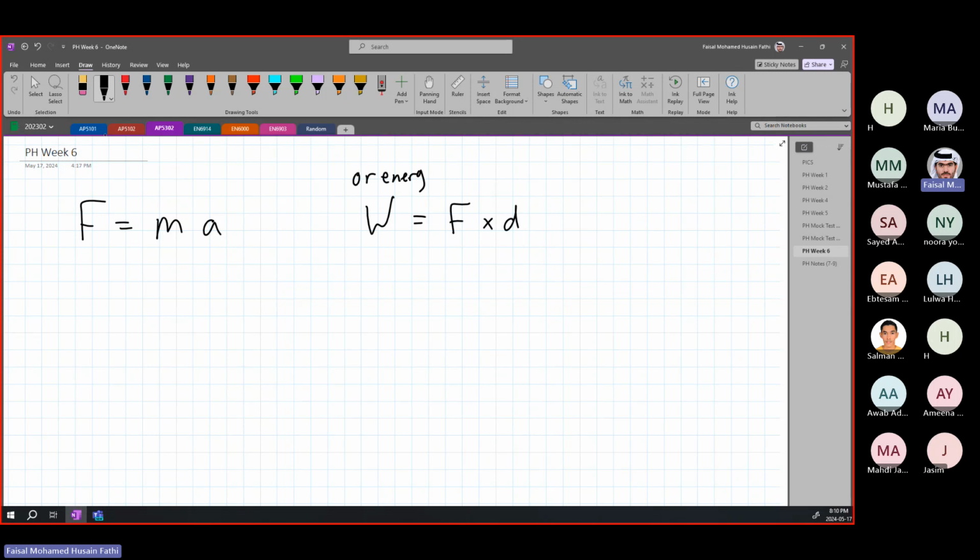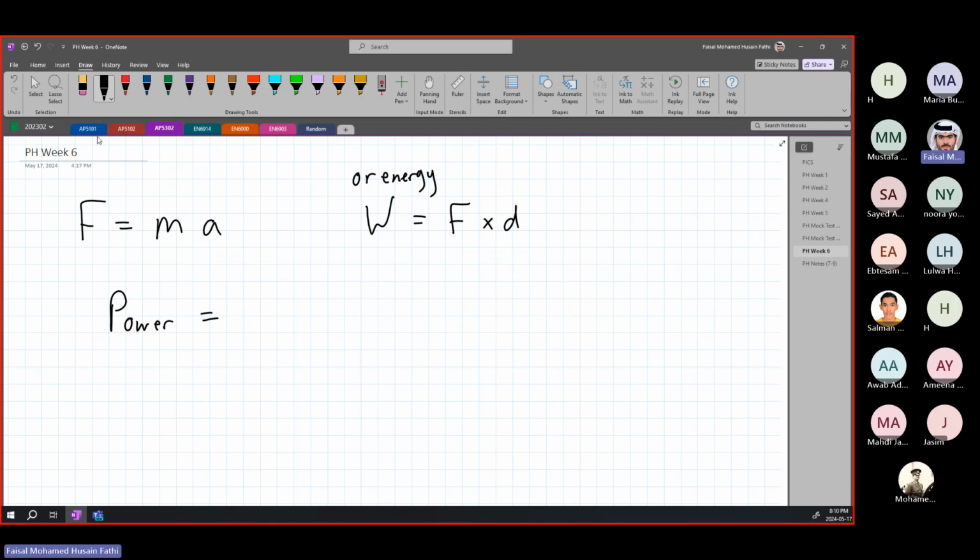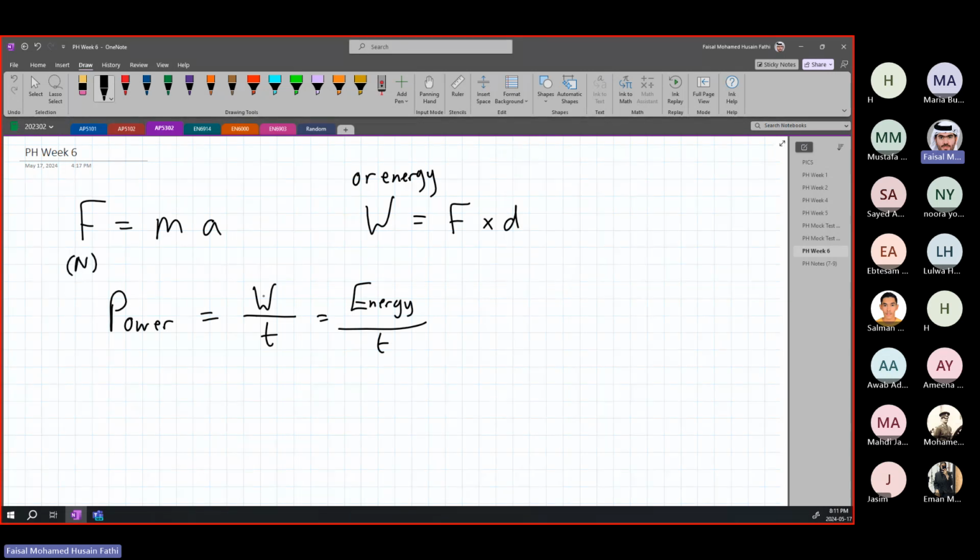To determine how much energy is being consumed or provided, depending on the force that is being applied at a specific distance. And then we also looked a little bit about power P, which is just energy over a specific amount of time. So it's simply energy or work over time, work done or energy over time. Okay. And if you remember, the unit of force was newtons.